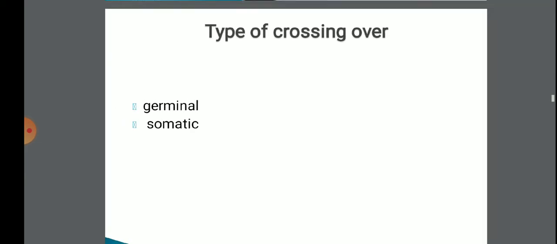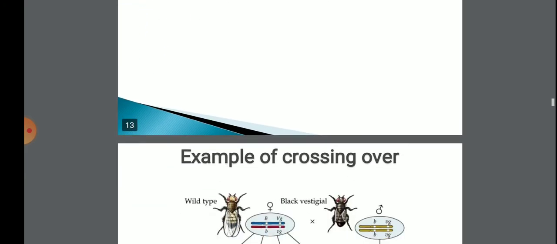The second one is somatic, that is mitotic crossing over. This occurs in parts of the body other than the reproductive organ, but it does not have great significance because this type of new recombination would not be able to enter into the next generation.